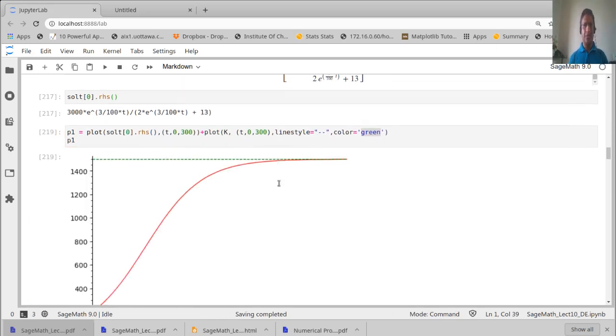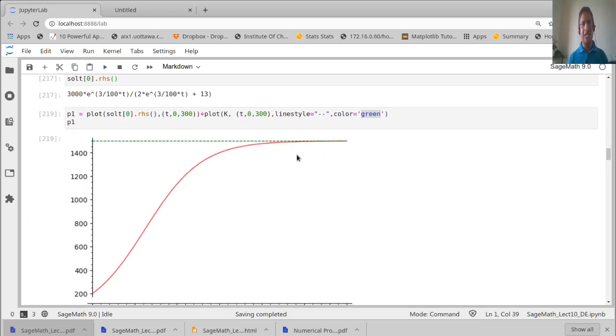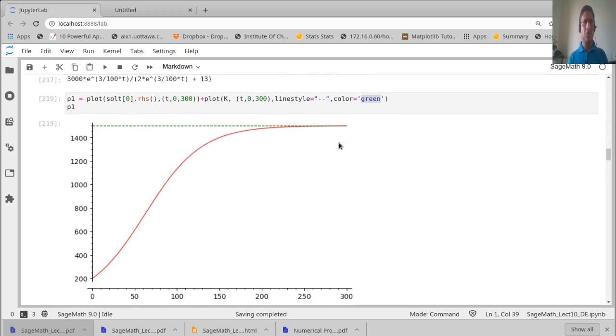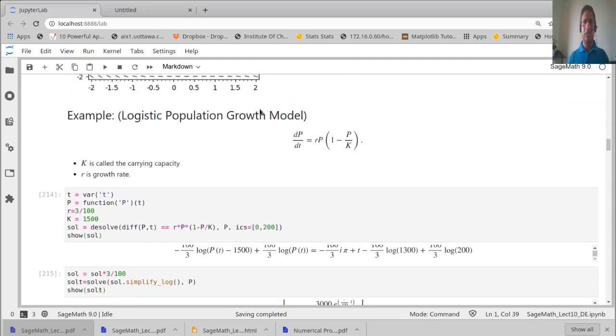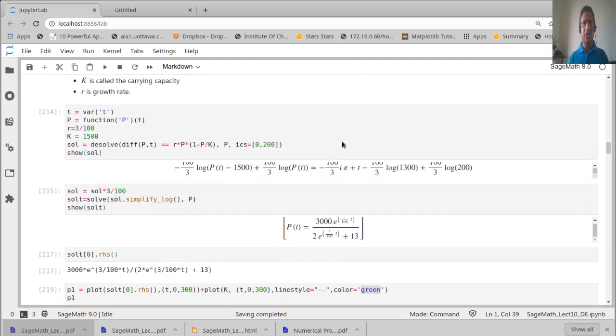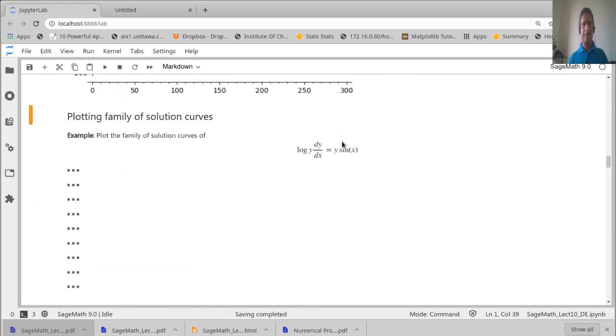Okay, so that's the carrying capacity, and you can see here the population will not grow beyond this carrying capacity. That is what it means. So this is an application of a simple ordinary differential equation.